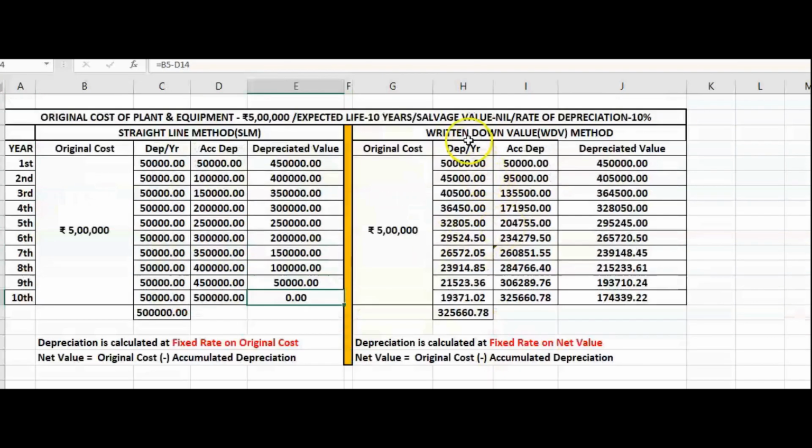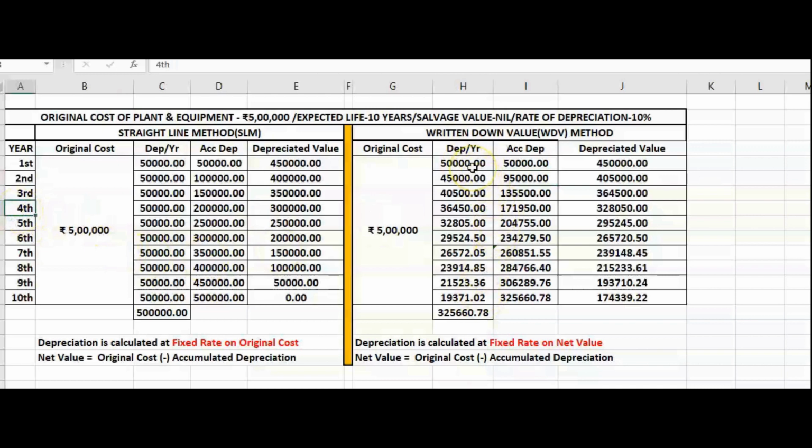Now let's see the written down value method. Here depreciation for the first year is the same as SLM. Now in the second year, depreciation is calculated on the written down value at the end of the first year. But the method of calculating accumulated depreciation is the same, that is, adding yearly depreciation to last year's accumulated depreciation. Again, the written down value at the end of the second year is calculated as the original cost minus the accumulated depreciation at the end of the second year. Therefore, the process of calculation for the third year, fourth year and so on remains the same.